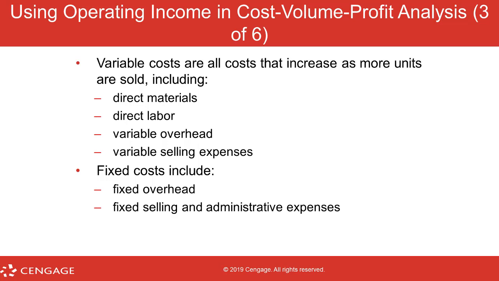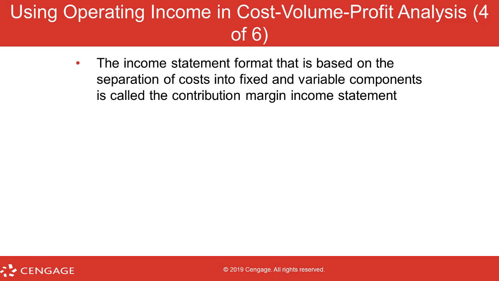Fixed costs, the ones that don't fluctuate depending on the number of units produced, include fixed overhead. Example would be depreciation expense on your property, plant, and equipment, and fixed selling and administrative expenses. That might be the cost of operating the accounting department. Using this method of preparing an income statement based on the separation of costs into fixed and variable components is called the contribution margin income statement. This isn't used for financial reporting, it's only used internally for management accounting.